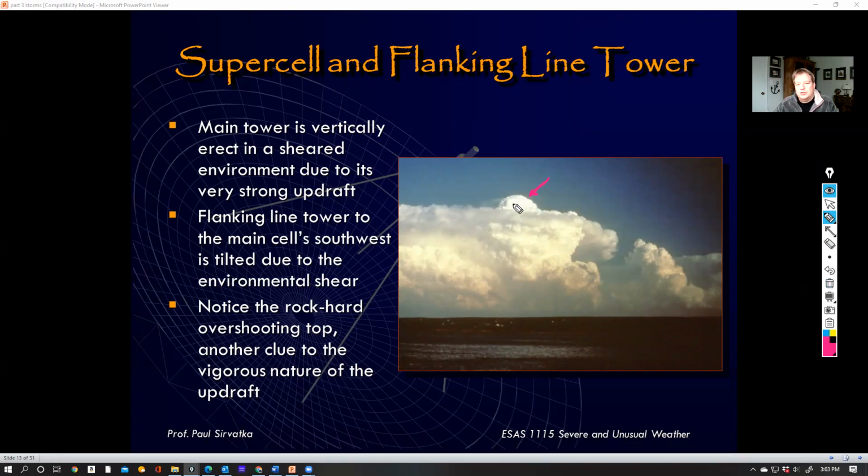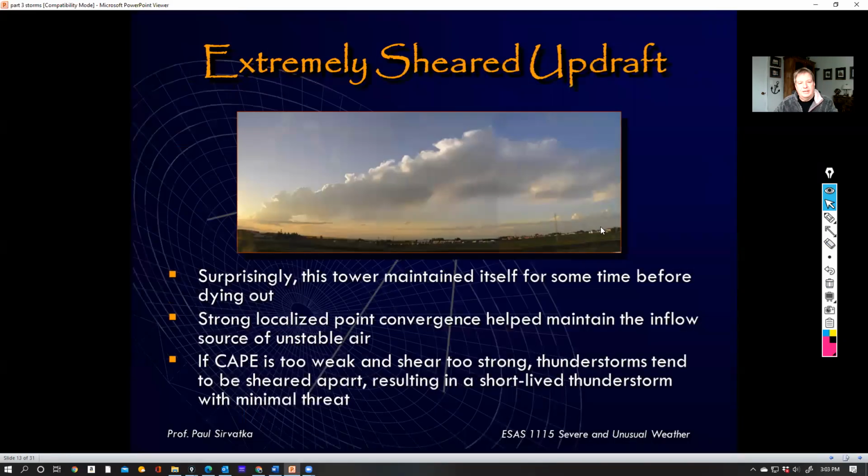It's rock hard texture. It's still liquid water. This is definitely glaciated on the anvil. Okay, let's see what else we got.